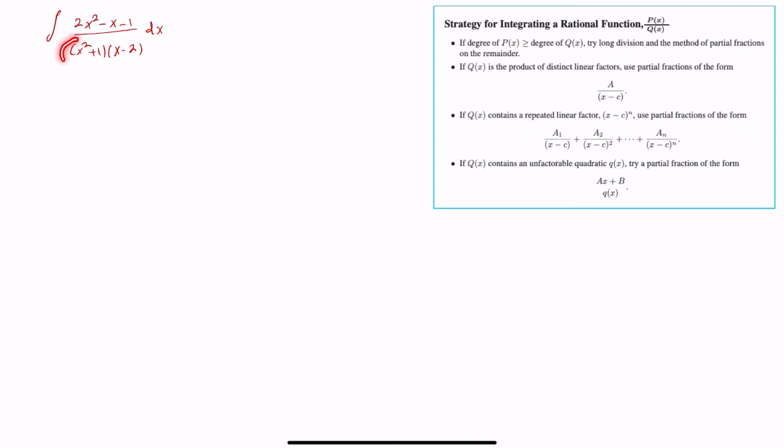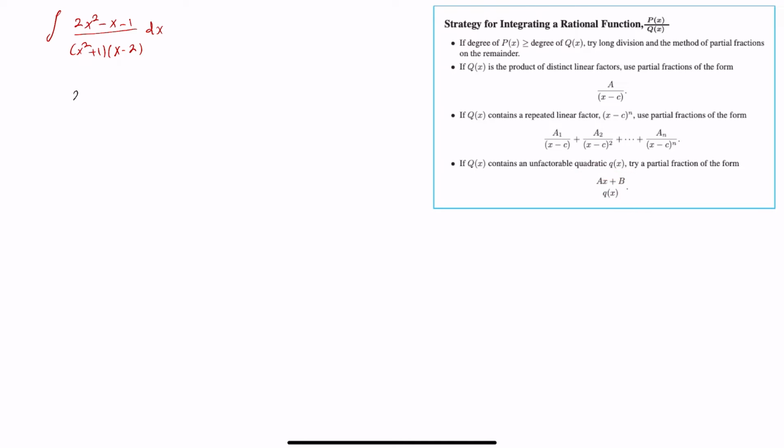Also notice that the denominator is already factored. Notice this is a distinct linear factor, so we will be in the form of this one in here. Note this one in here, we cannot factor this anymore, so this is called an unfactorable quadratic. So to use the partial fraction, we're going to use this one in here. It's going to be in the form of ax plus b over q of x.